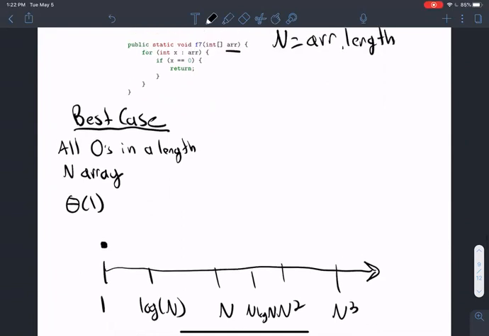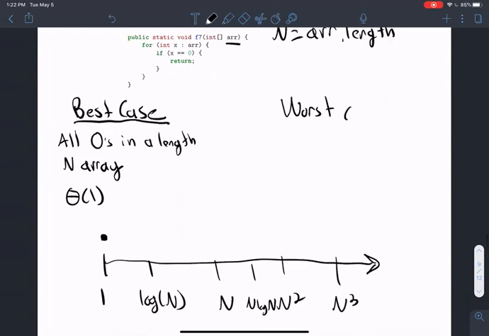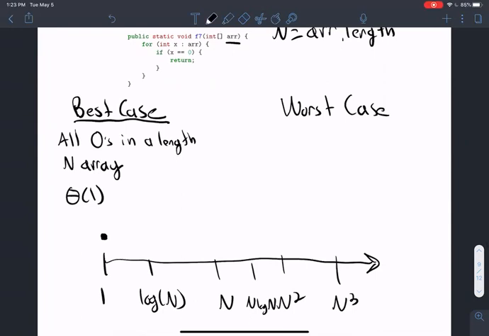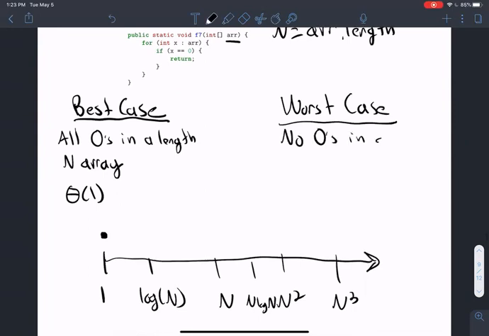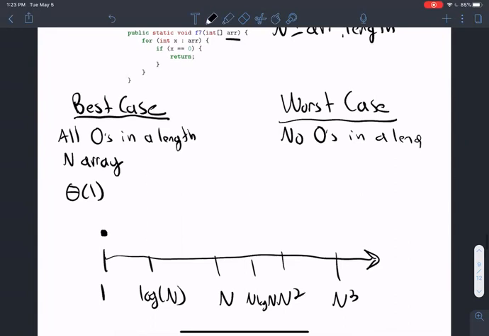Now let's look at the worst case, to get the other endpoint. So can someone describe what a worst case input to this function is? Maybe no zeros. Yeah, exactly. Just the complete opposite. No zeros anywhere. All right. In that case, what's the runtime of the function? Theta of n. Yeah, theta of n.